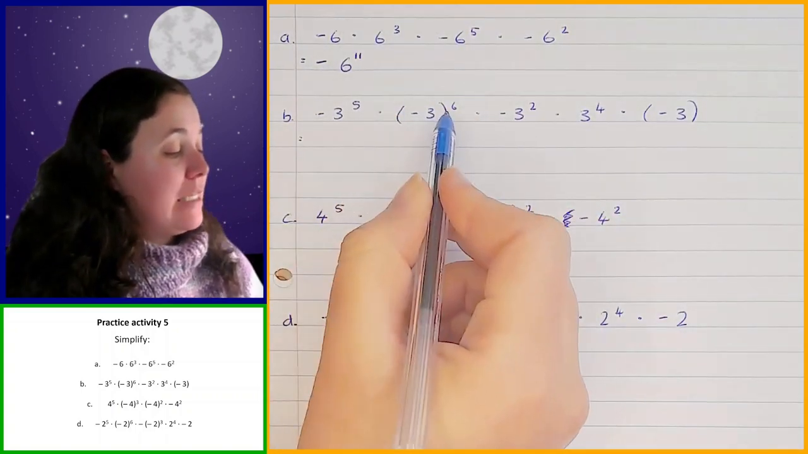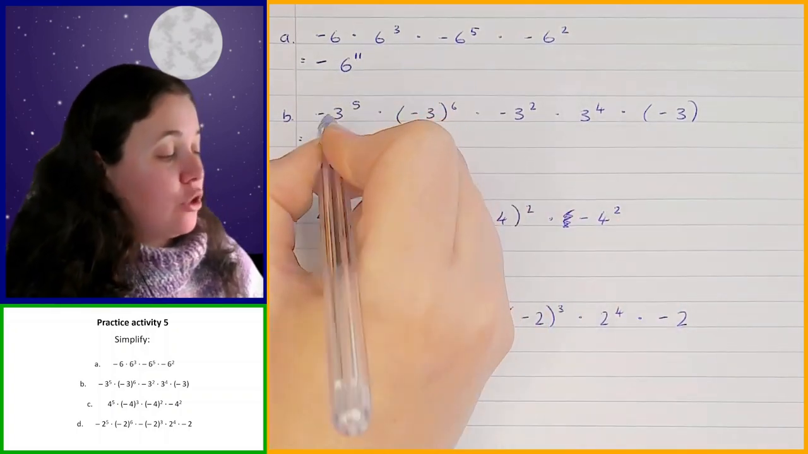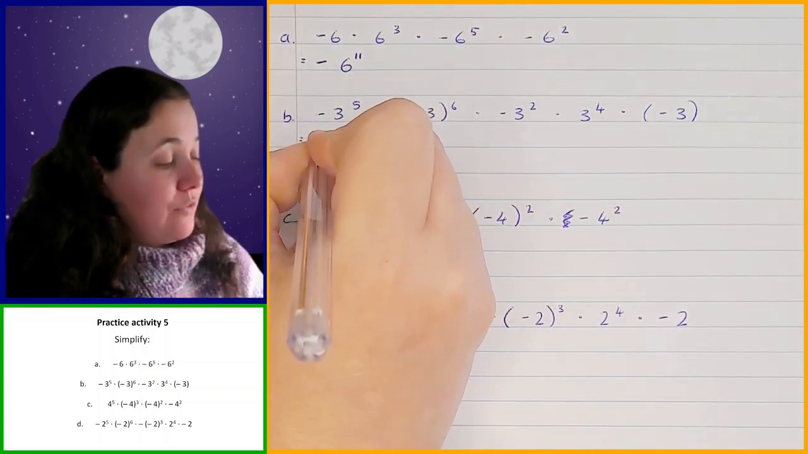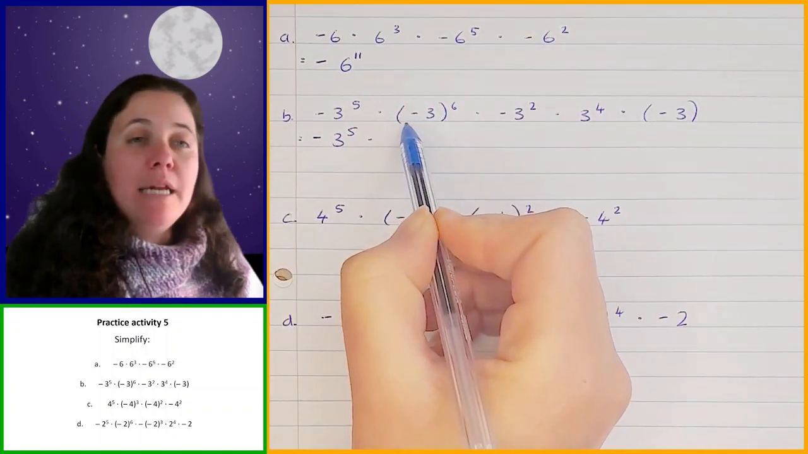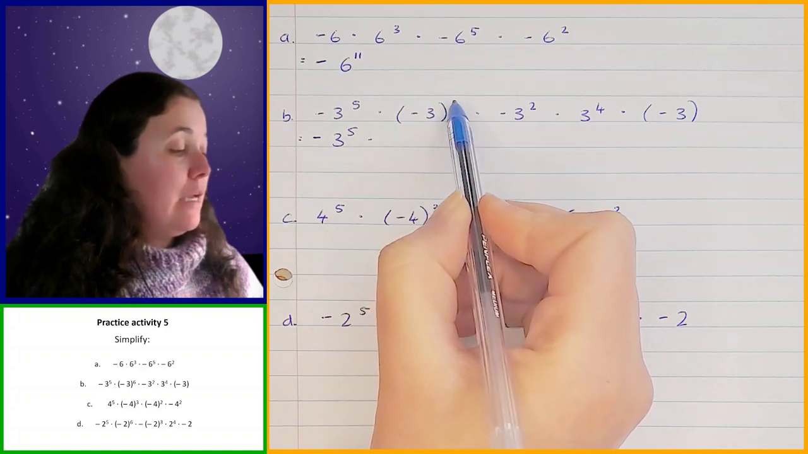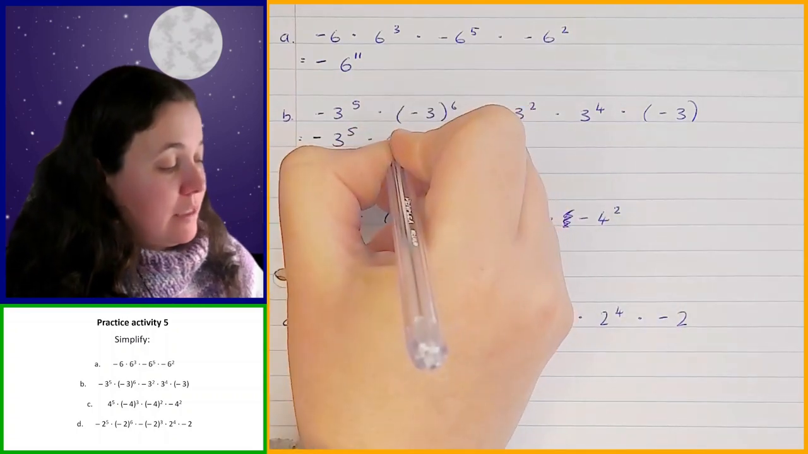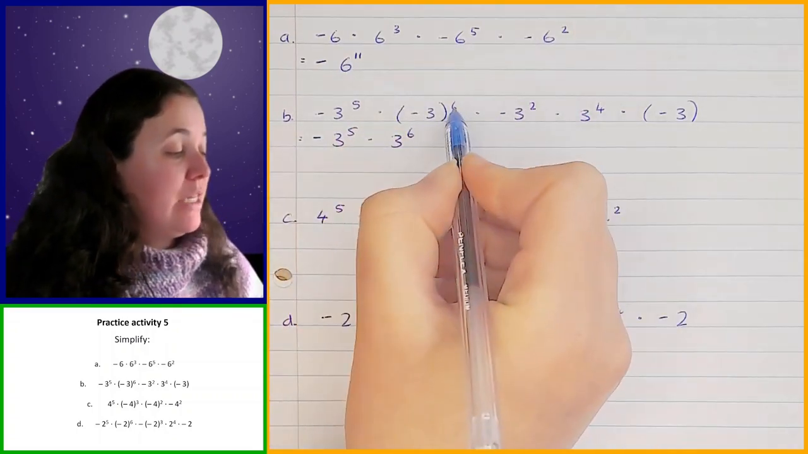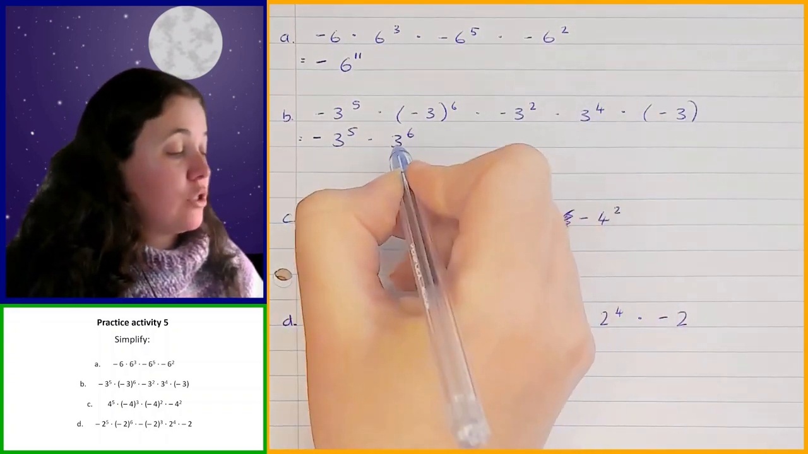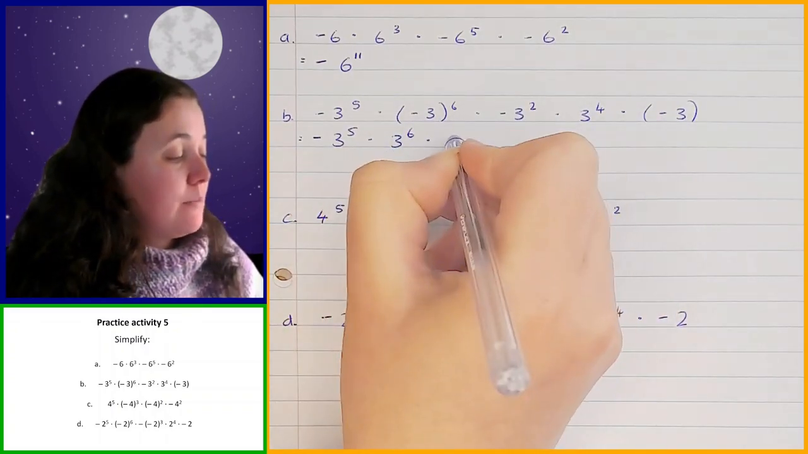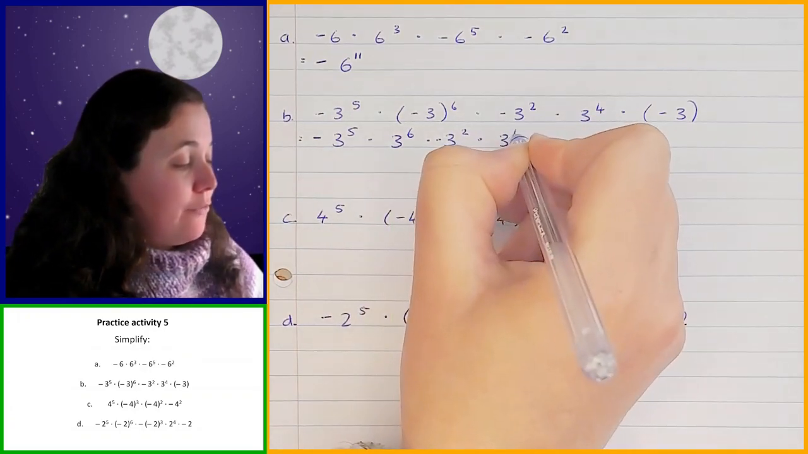So for each of the ones that have brackets, I'm going to see what I get for them separately. Okay, so everything else is going to stay as it is for now. So I have negative 3 to the power of 5 times. Then over here, the negative 3 to the power of 6, because my exponent is even, it's going to be positive 3 to the power of 6. Okay, remember when we have an even exponent, our negative base changes to positive. So it's positive 3 to the power of 6 times negative 3 to the power of 2, that stays as it is, times 3 to the power of 4 times.